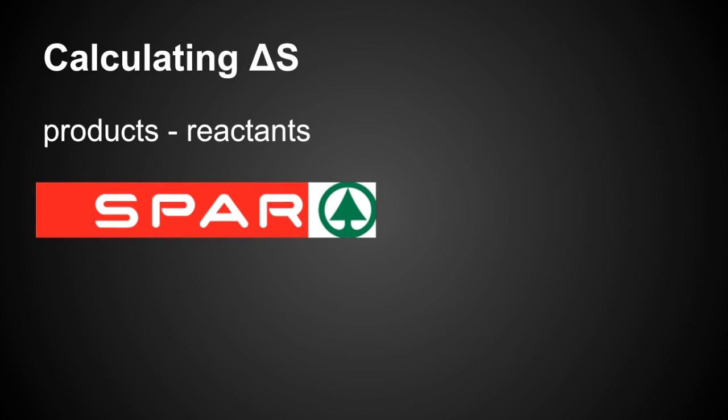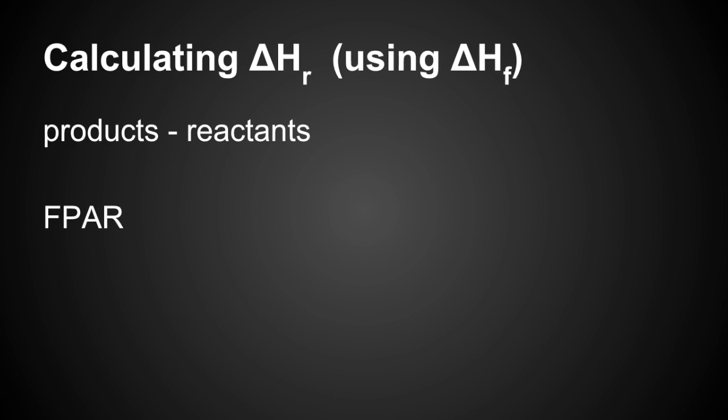Calculating entropy change, it's products minus reactants. So I've got the SPA way of remembering it: S for entropy, products minus reactants. If you're calculating the enthalpy change of reaction using enthalpy change of formation, it's products minus reactants. So "for par" is the silly word I use to remember that one.